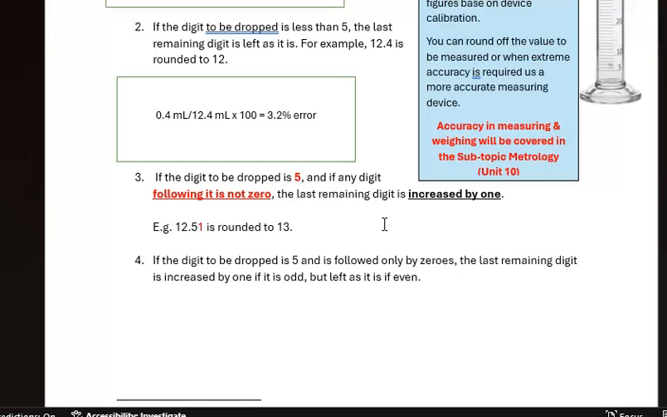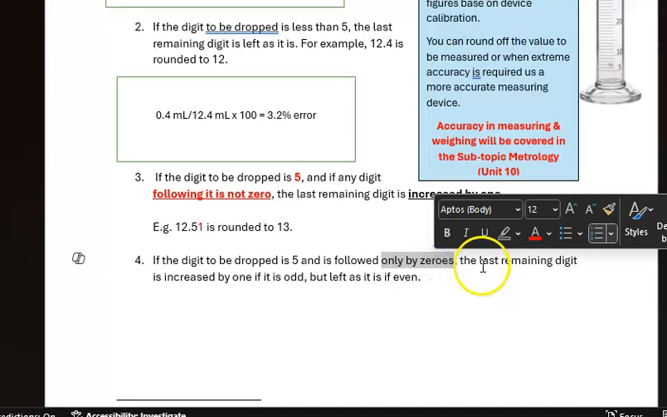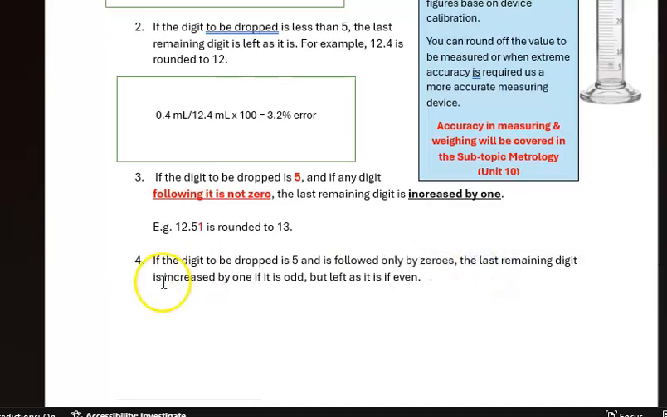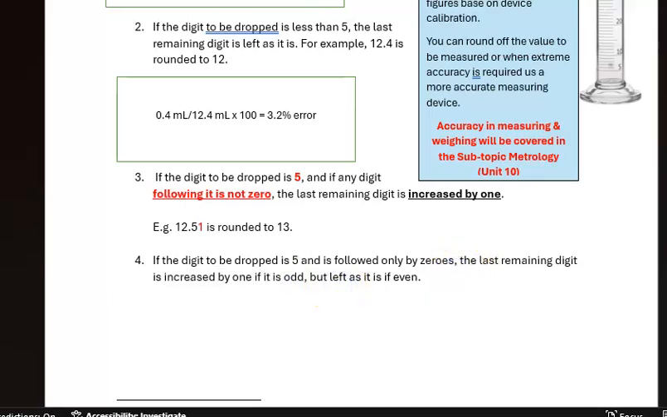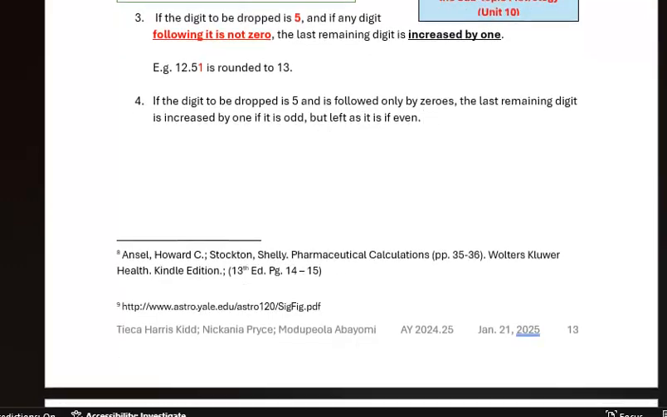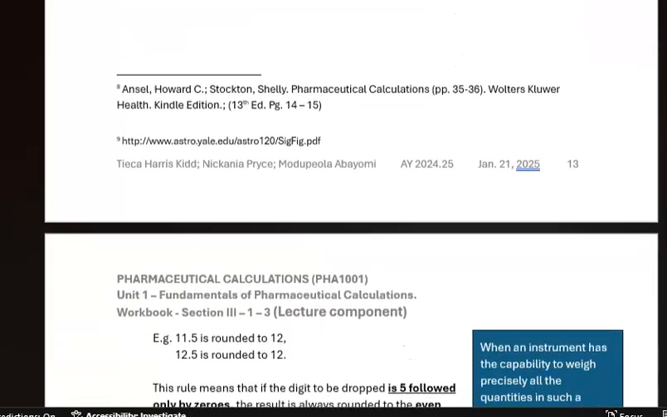So again, you have to think, do I need to make this error, or can I just get a device that can measure what I want? Just for you to know, if the digit to be dropped is 5 and it is followed by zeros, then the remaining digit is increased by 1 if it is odd but left even. Students, I will not stress you with this, but mathematically you have to appreciate the principle.